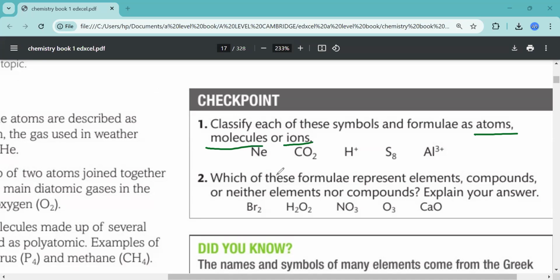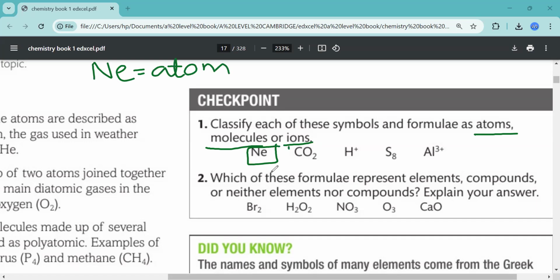We need to look at the first element, Ne. Okay, it's a simple atom. How do I know it's an atom? Because the first letter is in uppercase, the second one is lowercase. So it's an atom. I have to look at the periodic table and I will find out this is a noble gas, neon, and it's a single atom. So neon is an atom.